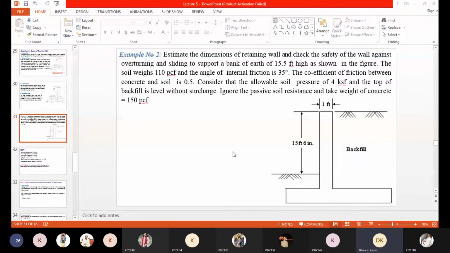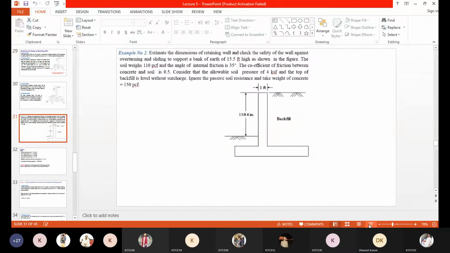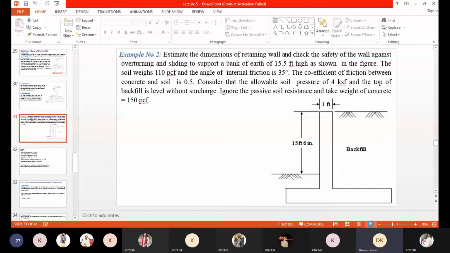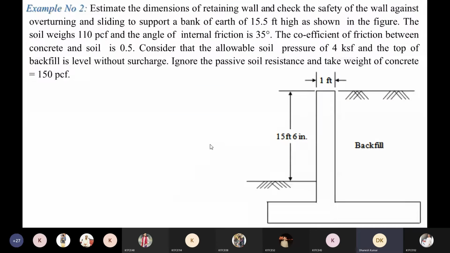Okay, let's start our lecture. So we have a problem over here. Just a second, my laptop is loading. Yeah. So we have another example in which we have to design a retaining wall and then check it for the safety.